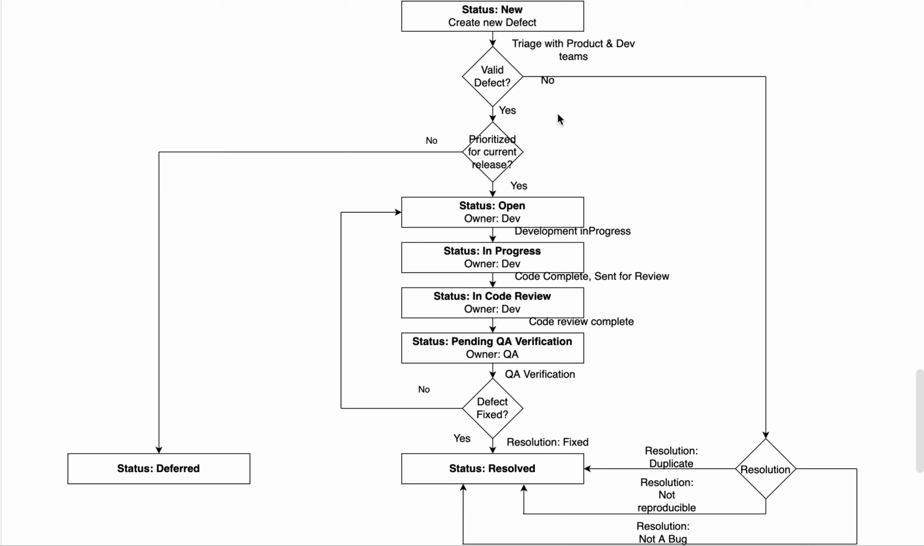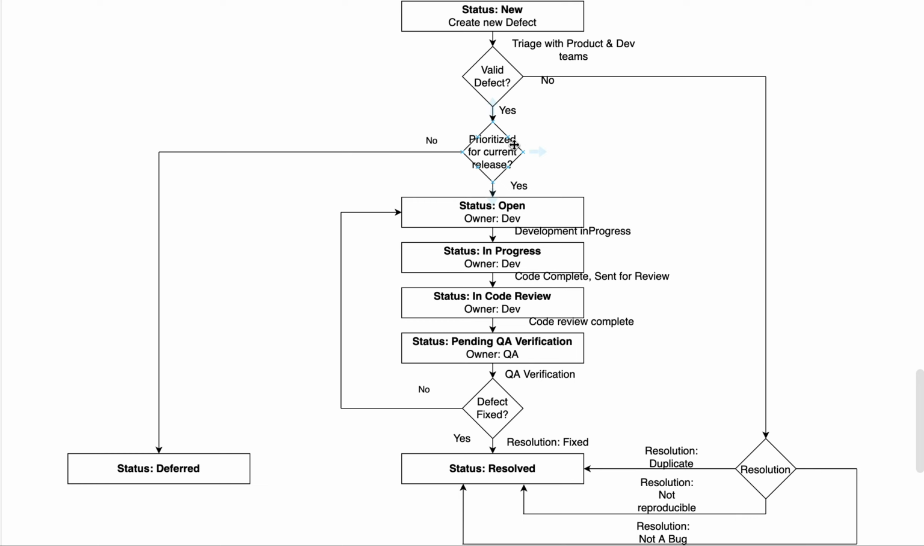So let's go through the positive case where the defect is valid. When the defect is valid, we will try to take inputs from the product team: should it be fixed now, or can it be fixed in a follow-up release? The product team thinks, okay, this is a defect, but it is not actually blocking our release, so we can fix it in the next release or later. When the product team decides it can be fixed in later releases, we mark it as deferred, so the status moves to deferred.